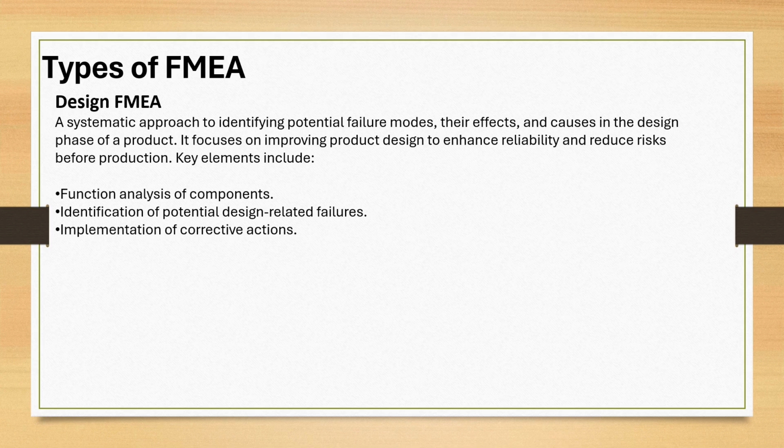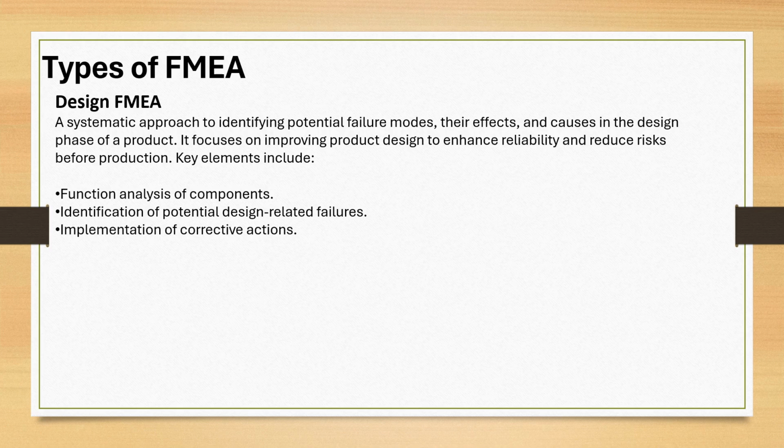So now in this slide, we will discuss the types of FMEA. So first one is the design FMEA. So the design FMEA is a systematic approach used during the design phase of a product. It helps identify potential failure modes, their effect and their causes before the production begins, right? So at the time of procurement, this design FMEA needs to be implemented, right, to assess the risk. So the primary goal of the design FMEA is to improve product design, enhance reliability and reduce the risk.